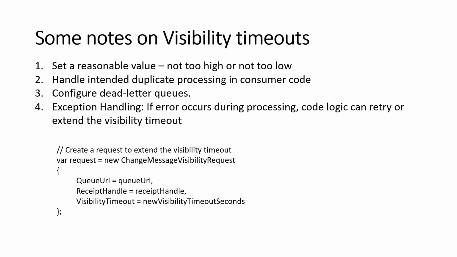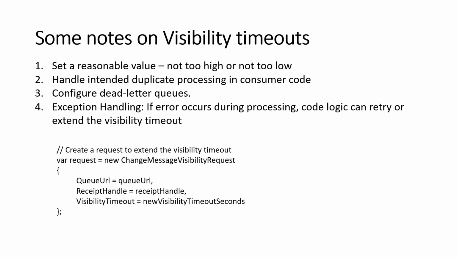The next important note is handle intended duplicate processing in consumer code. Now imagine a scenario where one consumer is processing the message and the visibility timeout expires, and now the second consumer starts processing the message again. Your code should be able to handle such scenarios and put guardrails around processing the duplicate message.